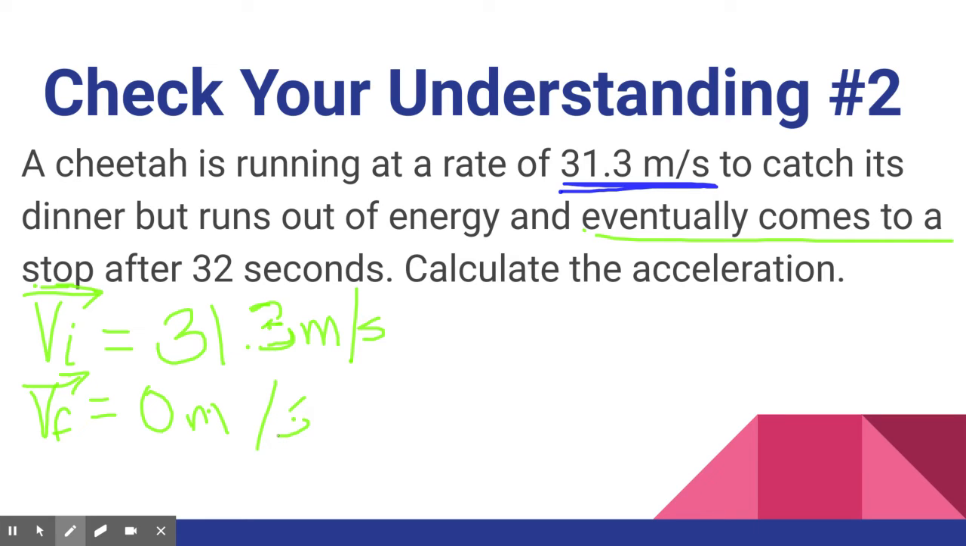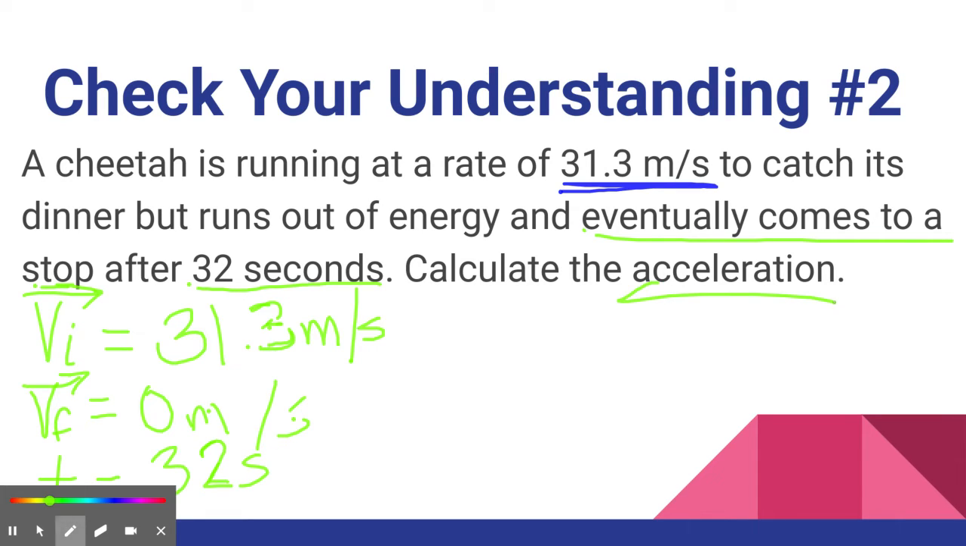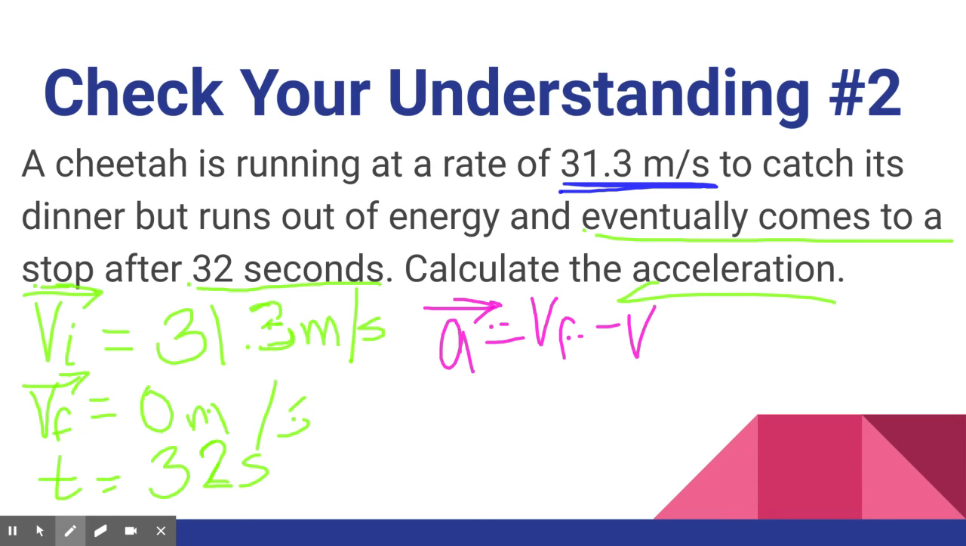It then stops. It's no longer moving. Its velocity is 0, and it does it in 32 seconds. So our time is 32 seconds, and we're asked to calculate the acceleration. My formula, again, is acceleration is equal to final velocity minus the initial velocity over time. So I'm going to plug all that in.